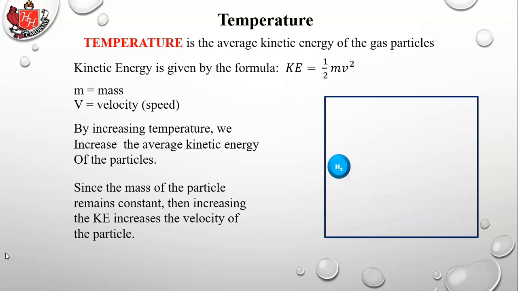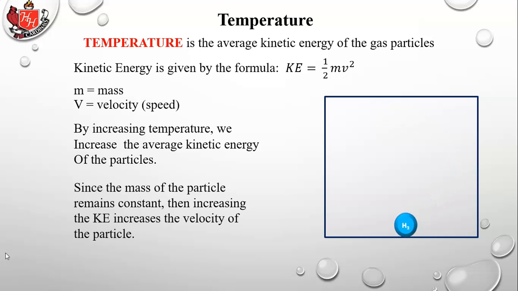Since the mass of the particle remains constant, in other words, it doesn't get any heavier or lighter just because you increase the temperature, then increasing the kinetic energy increases the velocity of the particle. So look back at that formula. If you've taken physics, you've probably seen that formula before. If KE in that formula goes up, then on the right side of the equation, mass can't go up. It's got to stay the same. Therefore, the only thing that can go up along with kinetic energy is the velocity. So as kinetic energy goes up, the velocity goes up. That means the molecule gets faster.